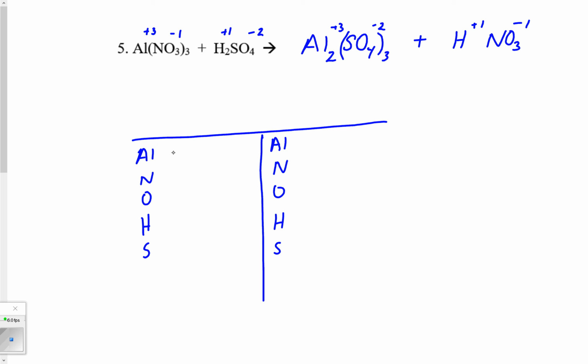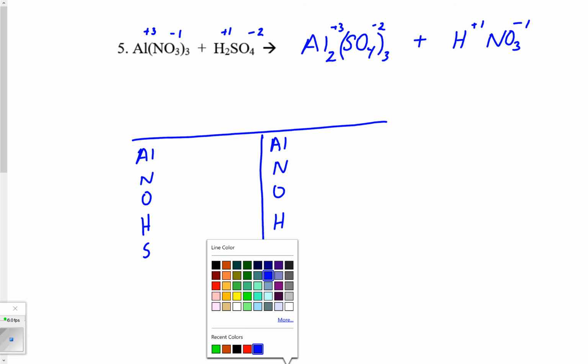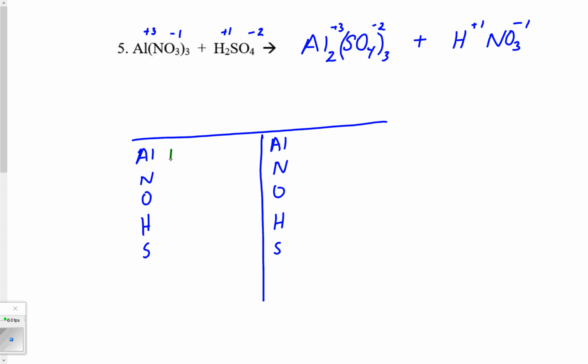I've got 1 Al. Let's do this. Let's change colors at this point because I think that'll be beneficial. Green. I don't use green a lot. I've got 1 aluminum. Nitrogen, I've got what? Well, it looks like 1, but it's in parentheses, so it's really 3 times 1. So there's 3 nitrogens. I've got, now this is where we're going to lose count. 3 times 3, I've got 9 oxygens here and 4 oxygens here, so I've got 13. Well, that's not a good sign, 13 oxygens. Hydrogens, I've got 2. And sulfurs, I've got 1.